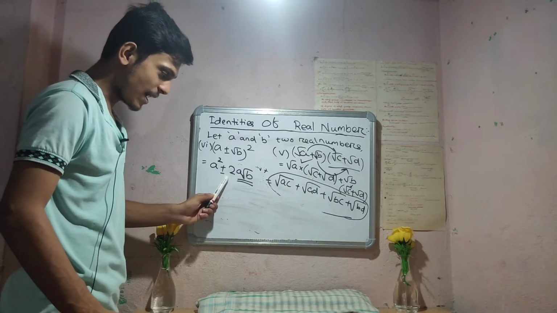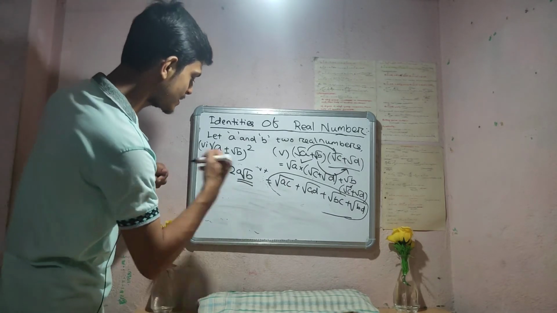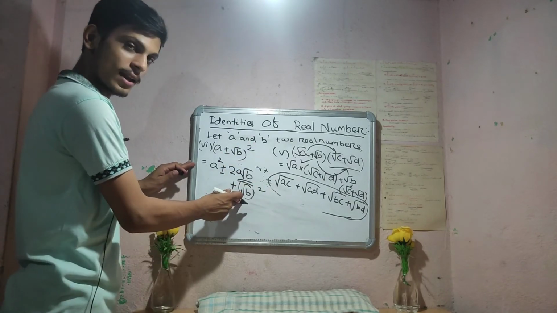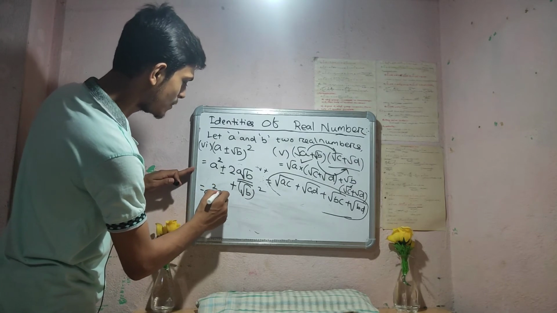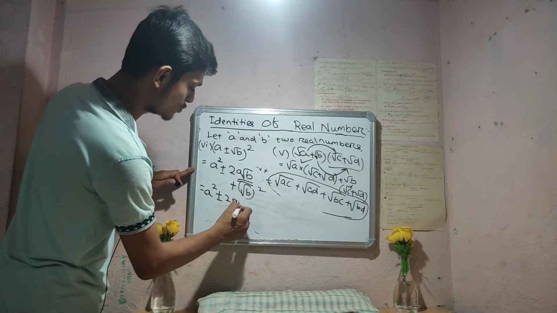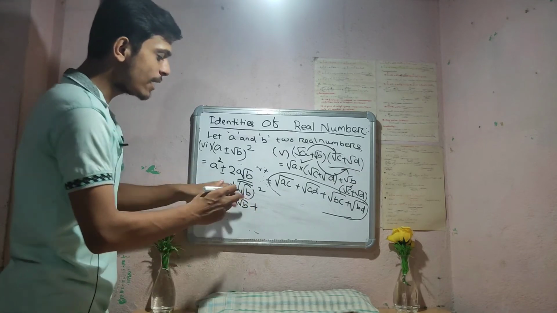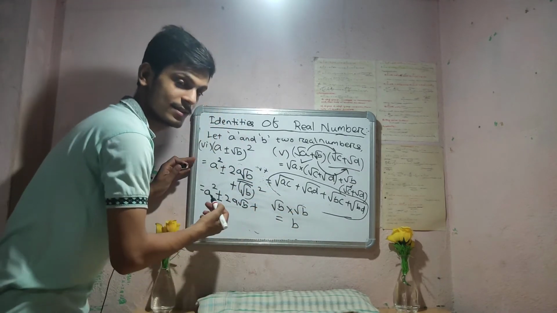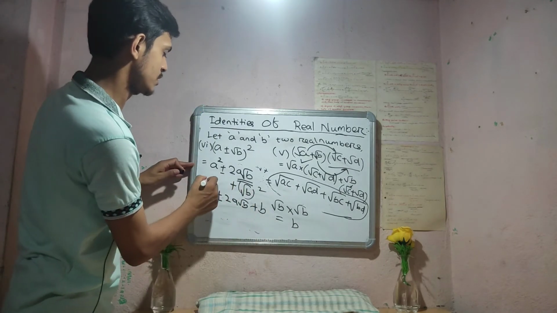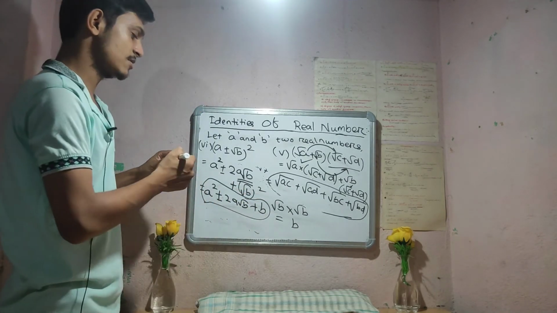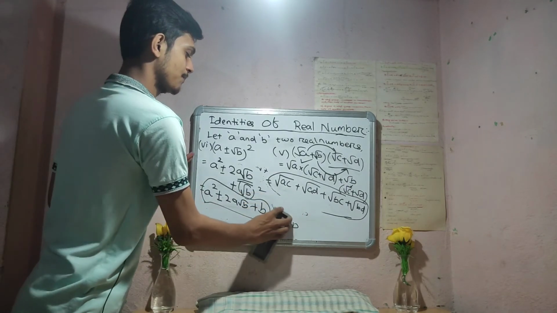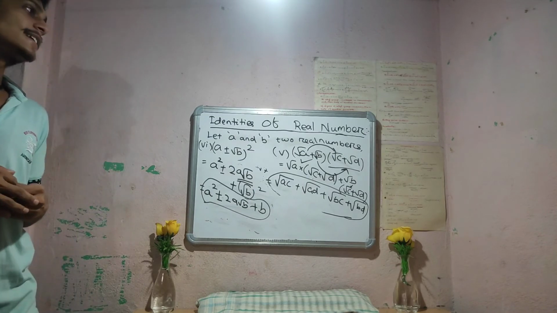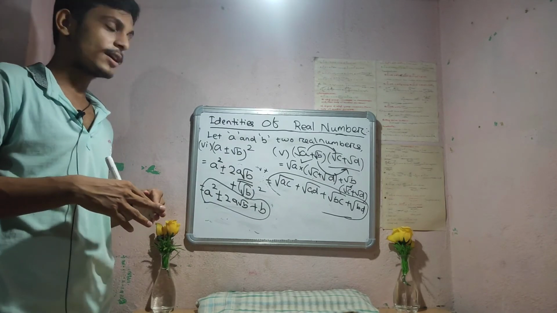A square plus or minus 2a root b plus b square. B square means square root of b whole square. So a square plus or minus 2a square root of b plus square root of b whole square, which means square root of b multiplied by square root of b. It gives b. Simply means plus b. So this is the formula, or this is the identity. So these are the identities of real numbers. Okay, clear my point?